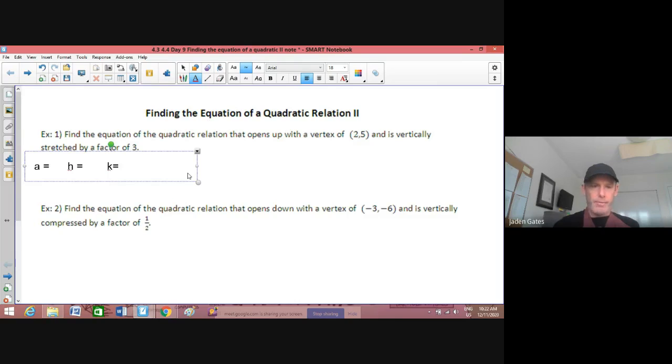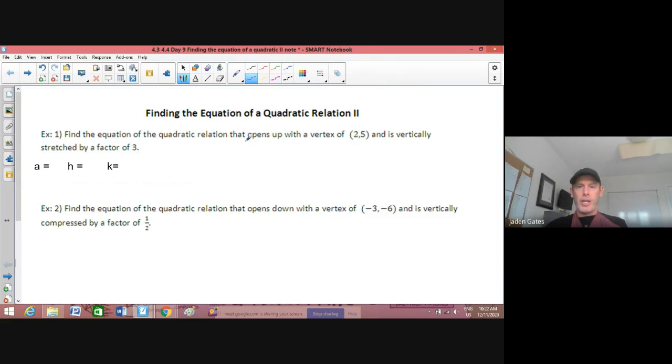A, H, and K. All right, so when I try to do that, first thing here, opens up, plus sign here. Here's my vertex that's been shifted right 2. So that tells me my H value here, and up 5. So there's my K value. And is vertically stretched by a factor of 3. That means the number on my A value is 3.